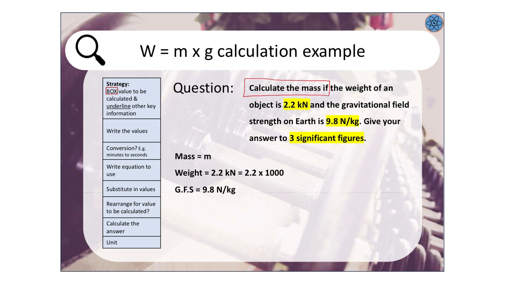The next bit says to convert. So do we need to convert? Well, we do, because it's 2.2 kN. The K stands for kilo, which means we need to multiply by 1,000. So 2.2 times 1,000 is then 2,200 newtons.